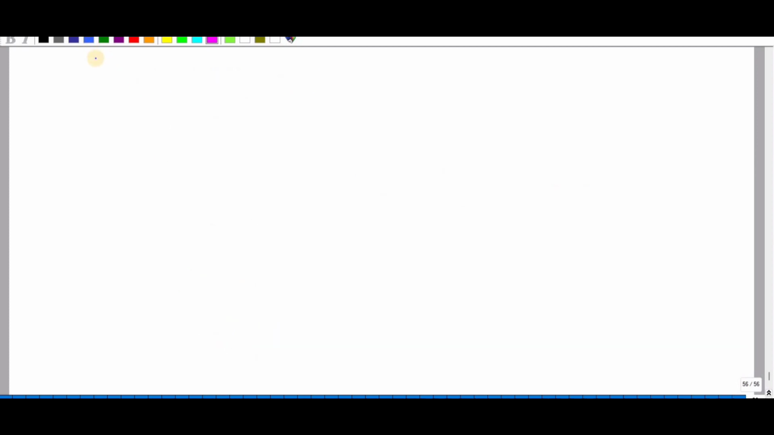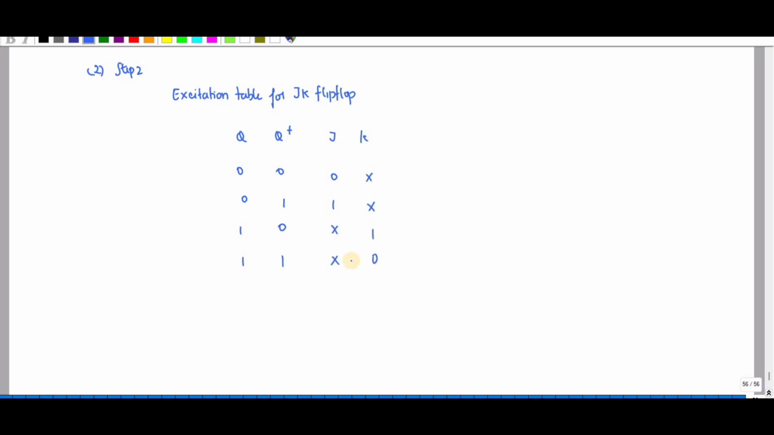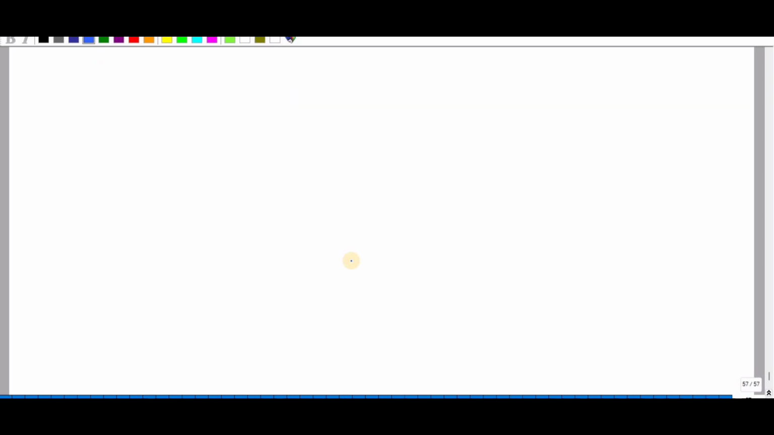Next step, step 2, is the excitation table for JK flip-flop. Q plus for JK: 0 0 gives 0 X, 0 1 gives 1 X, 1 0 gives X 1, and 1 1 gives X 0. So this is the excitation table.